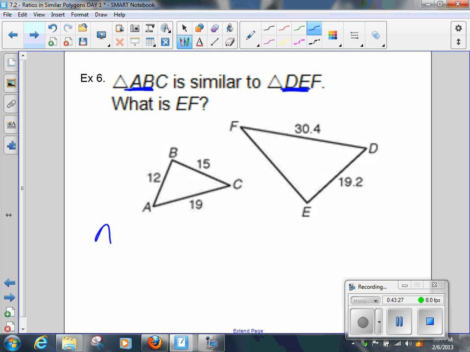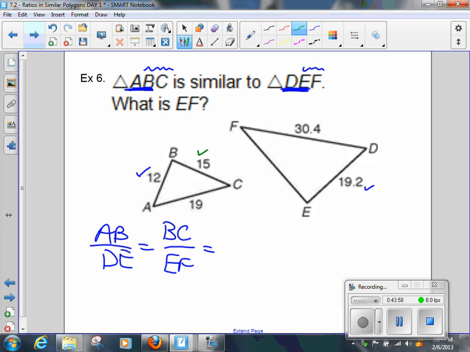AB is proportionate to DE. We're going to find out what EF is. BC is going to be proportionate to what? EF. Very good. All right, so I got AB. That's done. I got DE. I got that. I got BC. Let's mark it off. And EF.